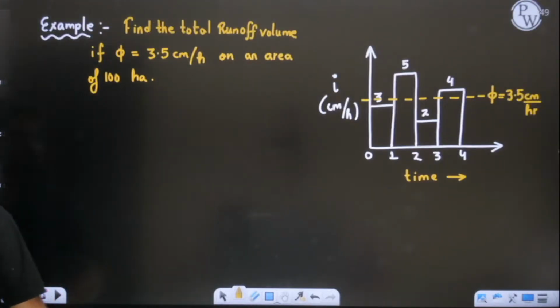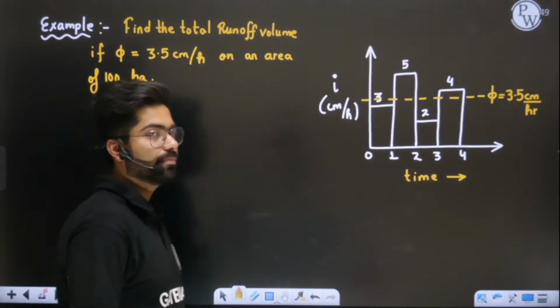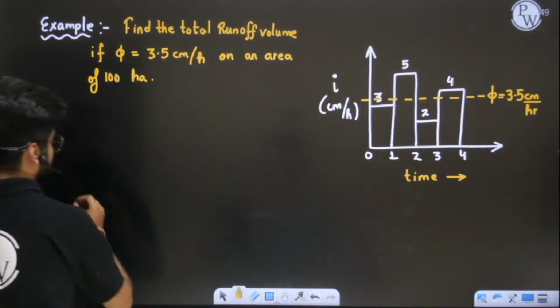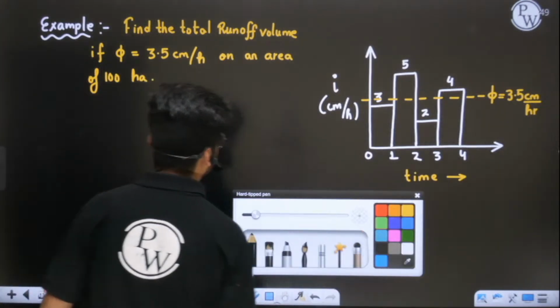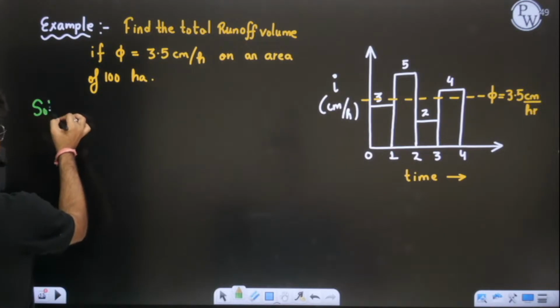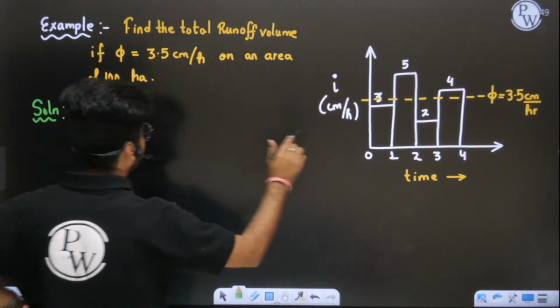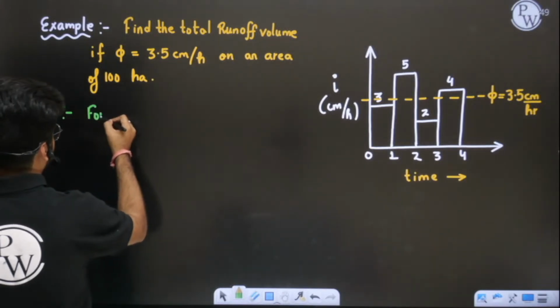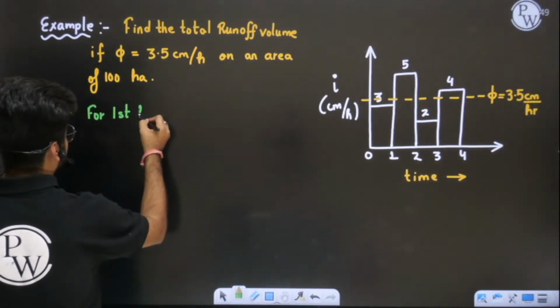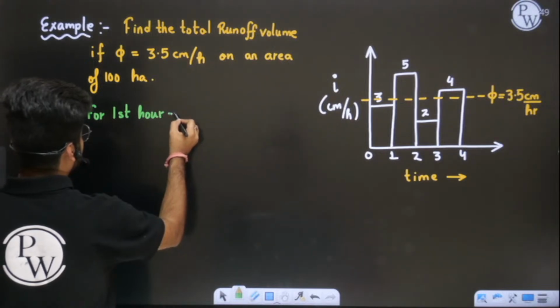So what we have to do is find the runoff. I am now going to ask you some questions. We have 4 hours: 1, 2, 3, 4. Tell me, for the first hour, what will be the runoff?